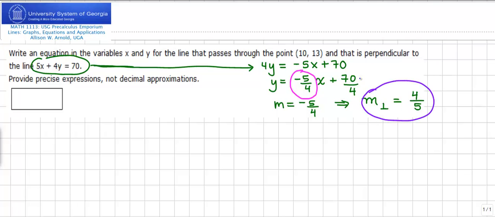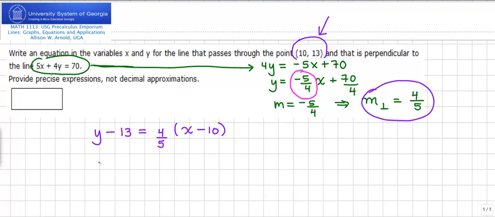Okay, now using our slope and the point we have, which is (10, 13), we can either use point-slope or slope-intercept to find the equation of the line. The quickest way just to write down the equation of a line is to use point-slope. So I'll write y - 13 = 4/5 (x - 10), and that's the point-slope form of the equation of the line.